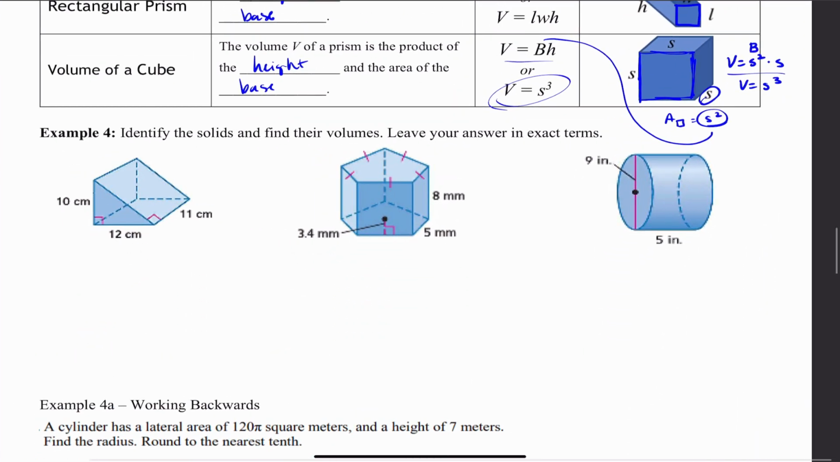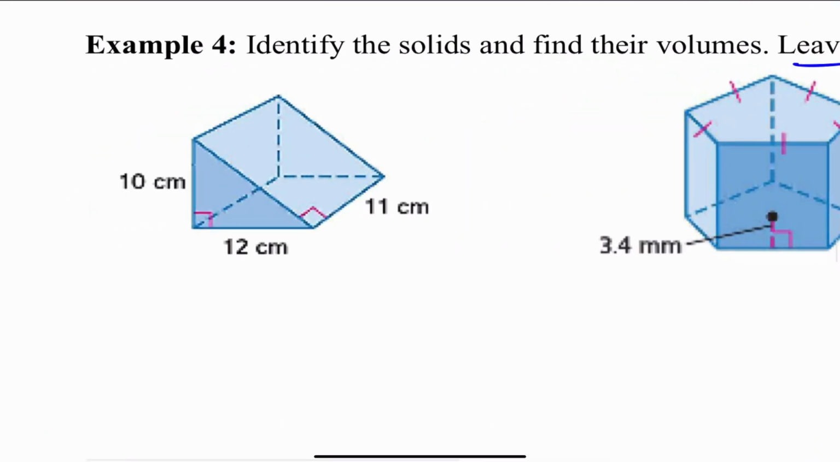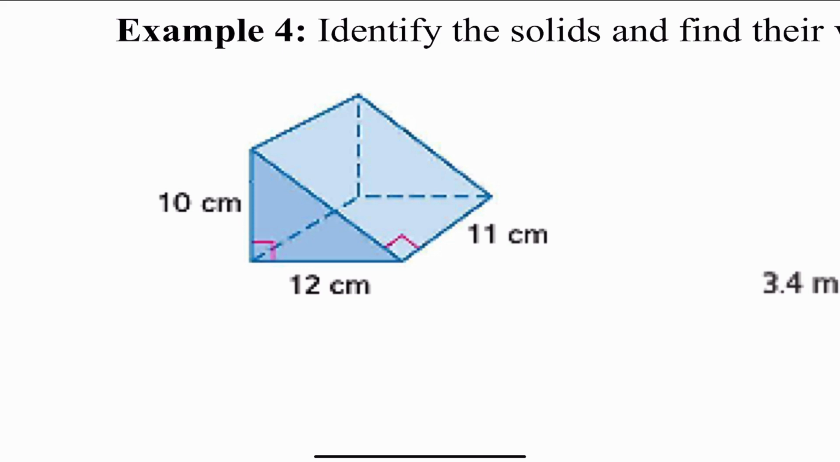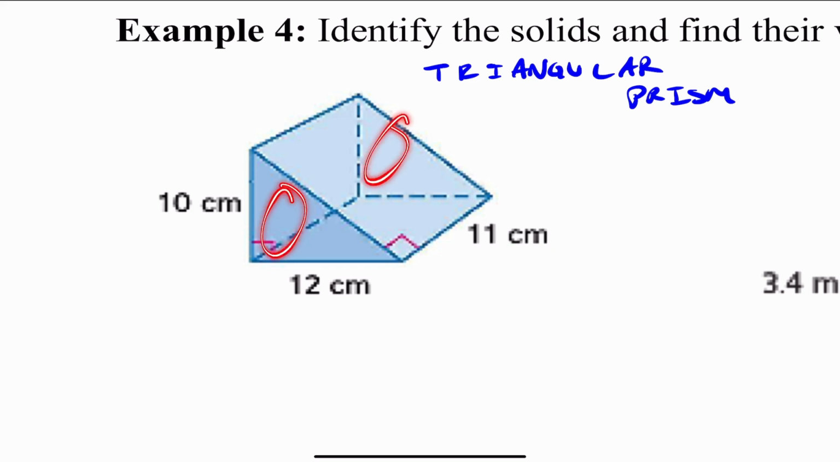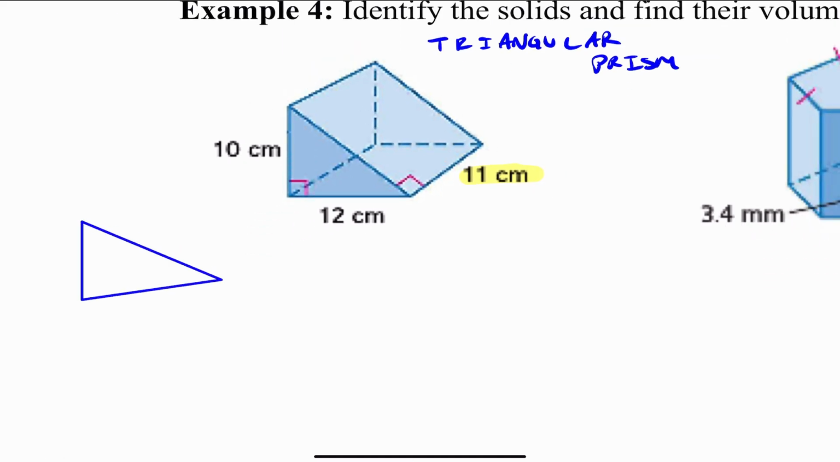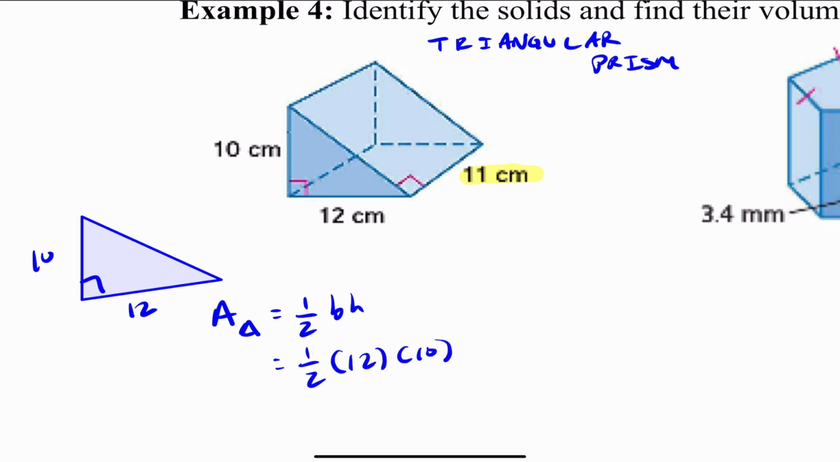All right, now let's go ahead and take a look at example 4. Okay, so example 4 says identify the solids and find their volumes. Leave your answer in exact terms. So we have this prism here. This is a triangular prism. Why is that? Because the shape of the base is a triangle, or the shape of the bases are triangles separated by this height here. I'm gonna highlight the height, and then let's draw the shape of the base, which is a triangle. 10 here, 10 here, 12 there. So the area of the triangle is 1/2 base times height. So 1/2 of 12 times 10.